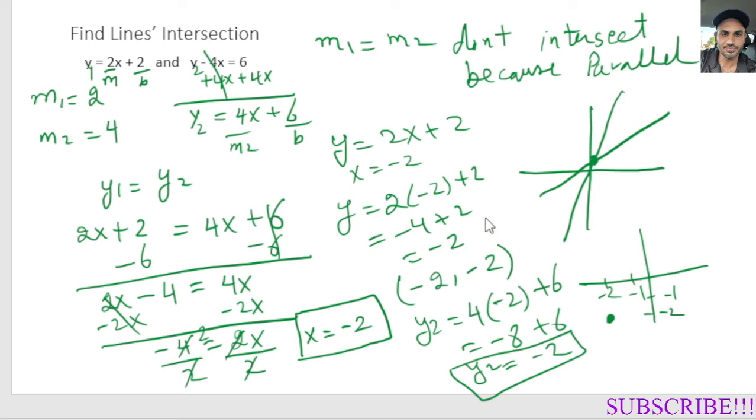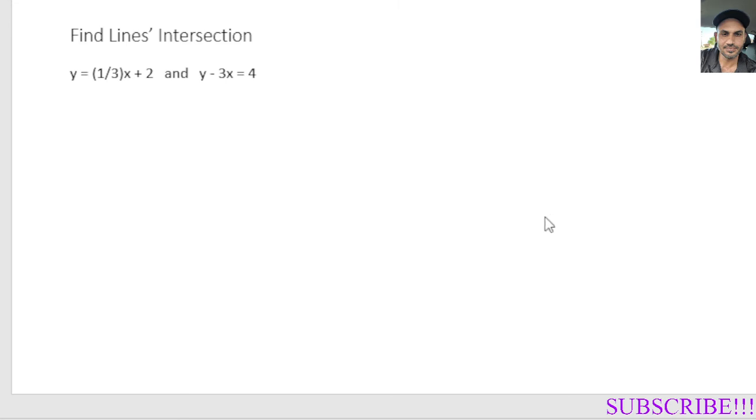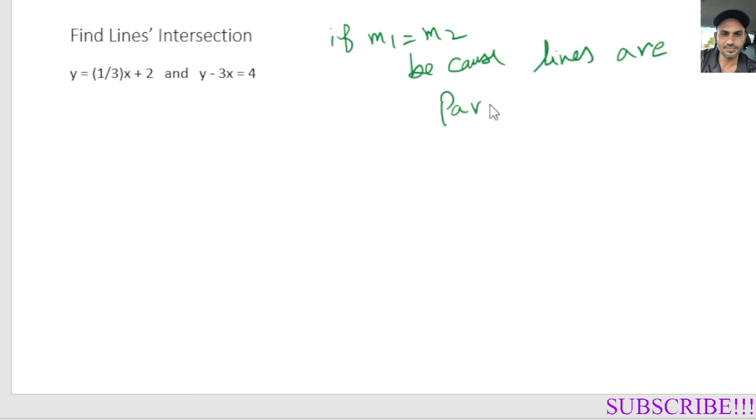Let's go ahead and work on the second example. Again, we have to know that if m1 equals m2, there's going to be no intersection because the lines are parallel. No intersection.